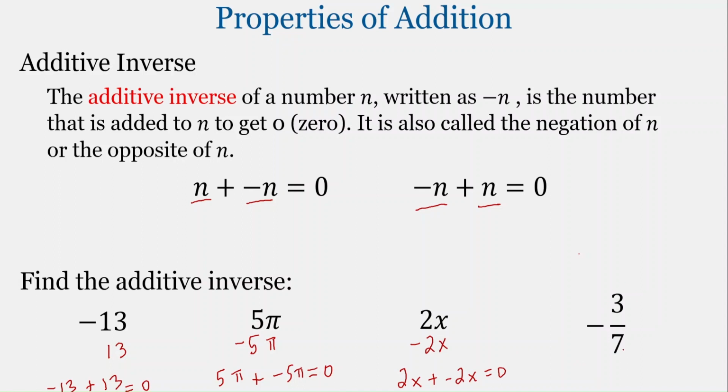And then finally, we have a fraction. We have a rational number. And once again, the additive inverse of negative 3/7 is positive 3/7. Negative 3/7 plus 3/7 is equal to 0.